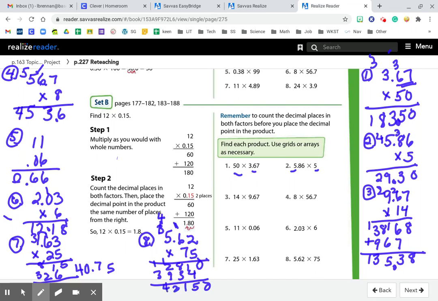And number 8, 421.5 or 0.50. So that is our set B.